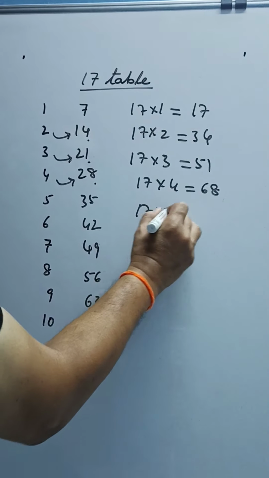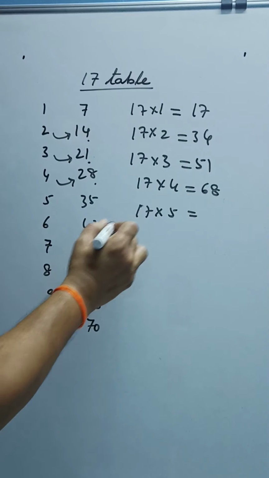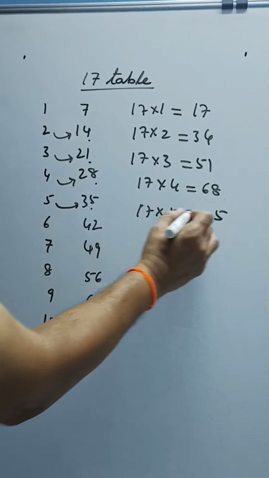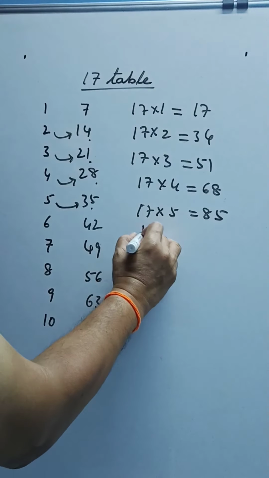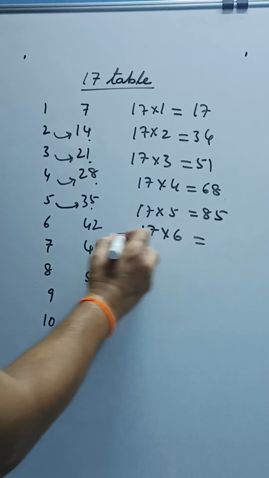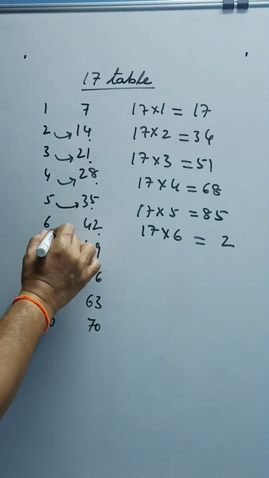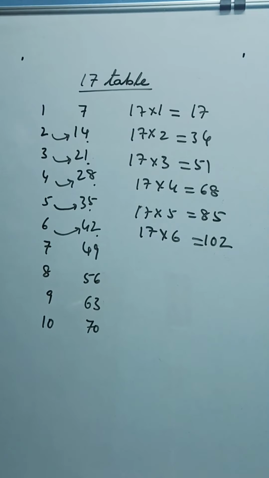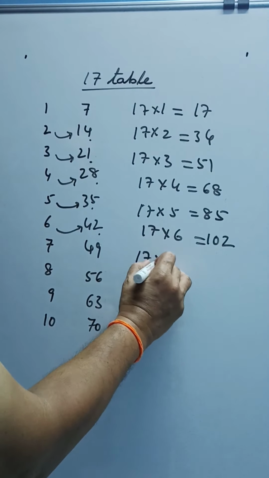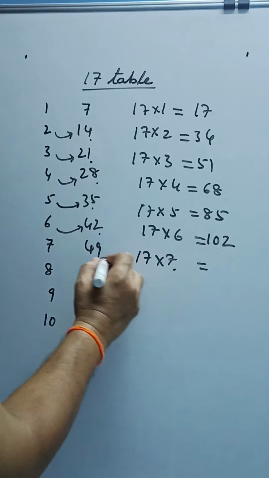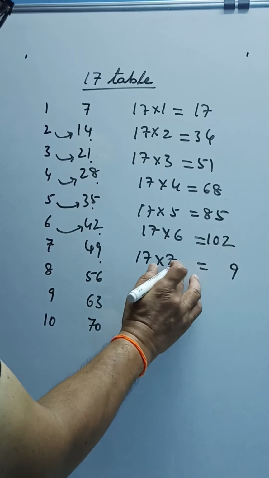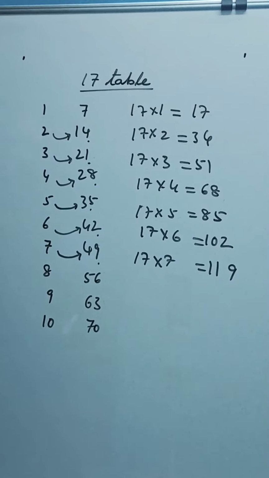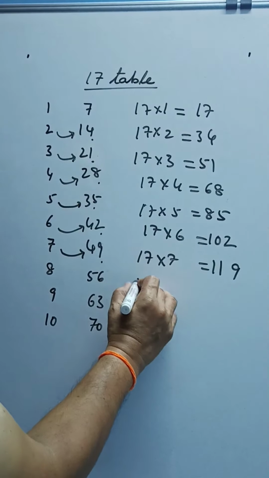17 fives are 5 in the ones place and 5 plus 3 is equal to 8, 17 fives are 85. 17 sixes are 2 in the ones place, 6 plus 4 is equal to 10, 102. 17 sevens are 9 in the ones place, 7 plus 4 is equal to 11, 17 sevens are 119.